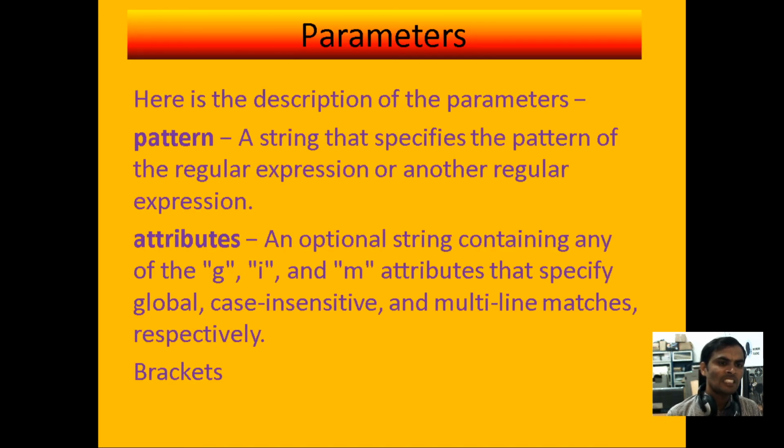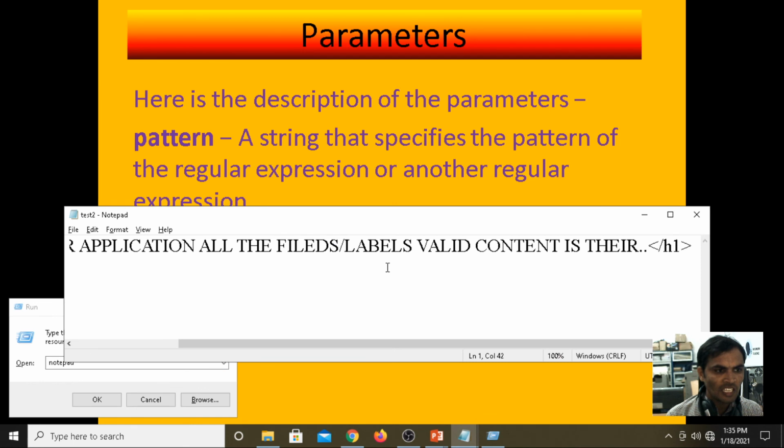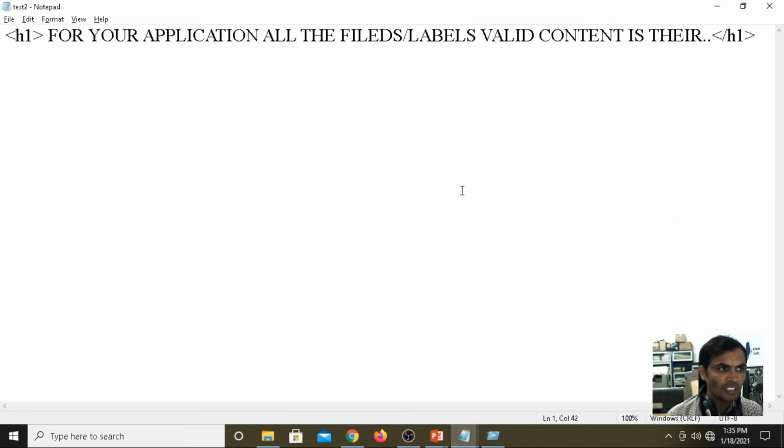Pattern can be a string that specifies the pattern of the regular expression, or another regular expression. Attribute is an optional string containing any of G or I, which specify global and case-insensitive and multi-line matches respectively. For understanding purposes, if you want to design a regular expression, I said it is pattern matching.